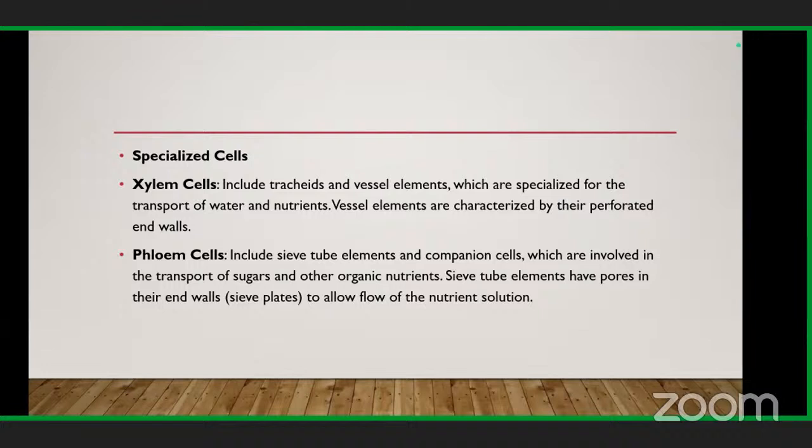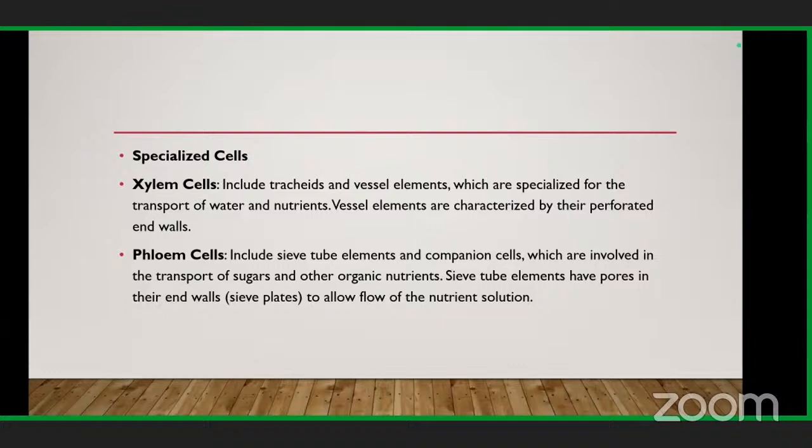In gymnosperms, we only find sieve cells in the phloem. They lack the sieve tube and companion cells, but here in angiosperms, you will find sieve tube elements and companion cells also, which are involved in the transport of sugars and other organic nutrients. Sieve tube elements have pores in their end walls, called sieve plates, to allow flow of nutrient solution.